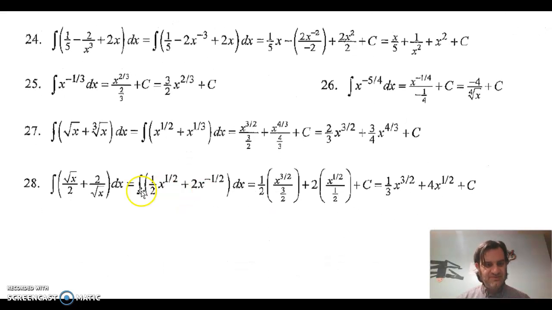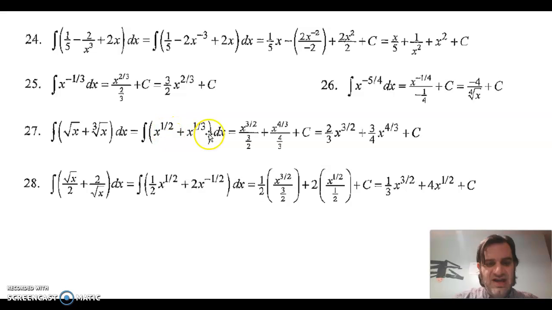Okay, let me find another one here. Let's look at 27. Okay, 27, we have two roots. We have the integral of square root of x, which remember we don't like square roots, we like exponents. So before we do any of the rules, we use an exponent rule to change square root of x to x to the 1/2. Now we haven't done anything except rewrite it. And then cube root of x, we can change that to x to the 1/3.